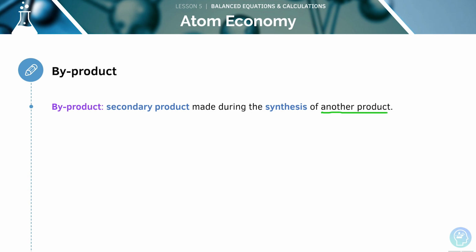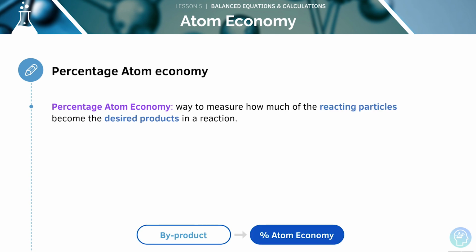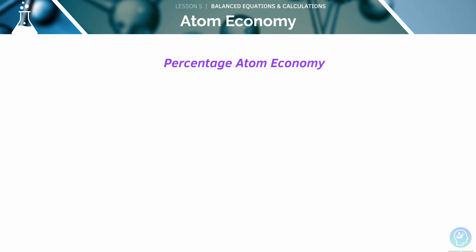A byproduct is a secondary product made during the synthesis of another product. The percentage atom economy is the way to measure how much of the reacting particles become the desired products in a reaction. The desired products do not include the byproducts.